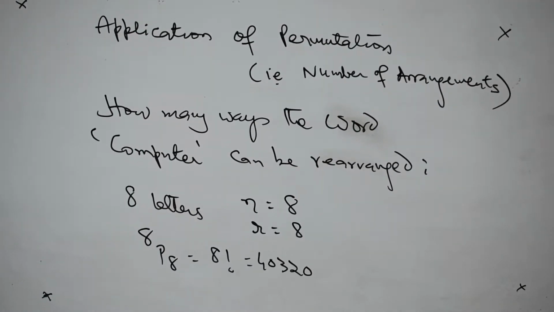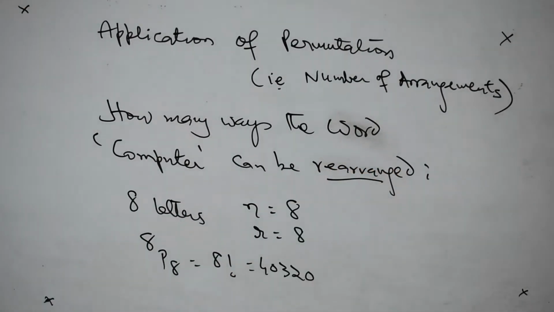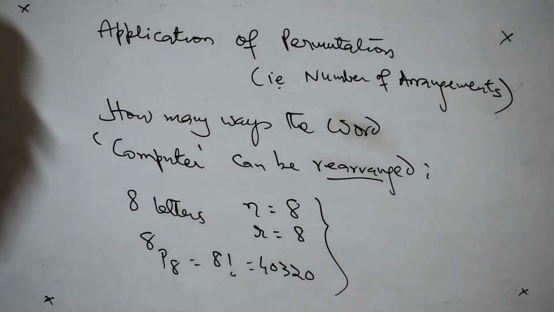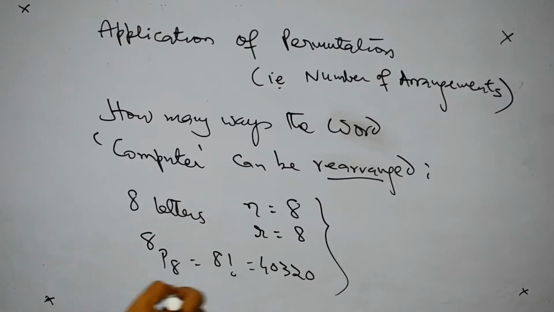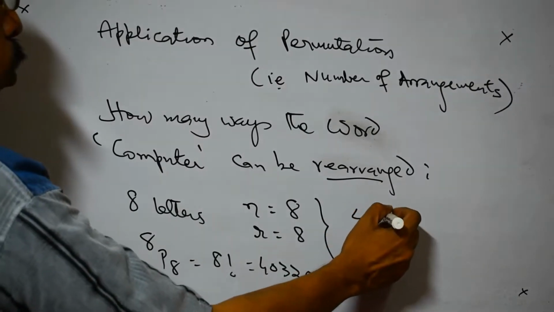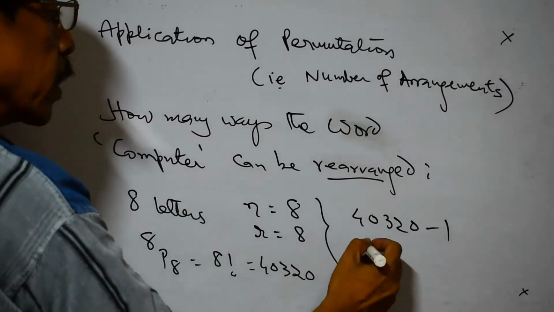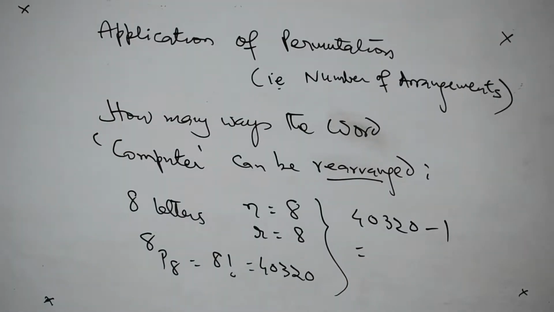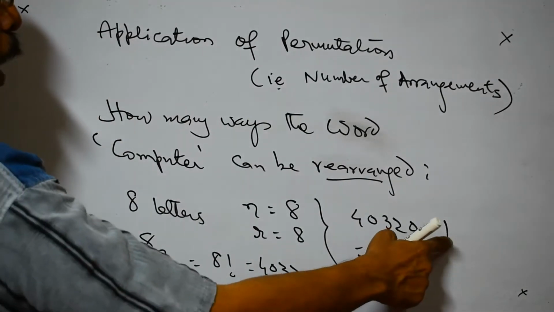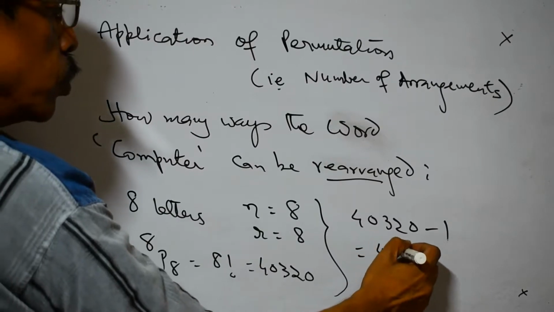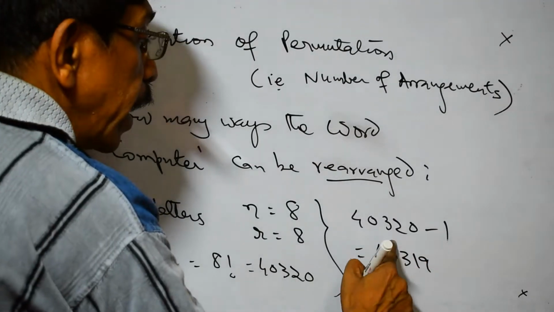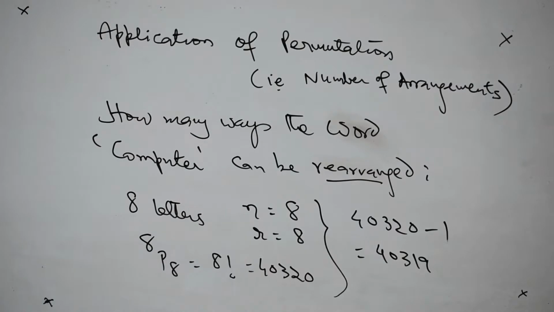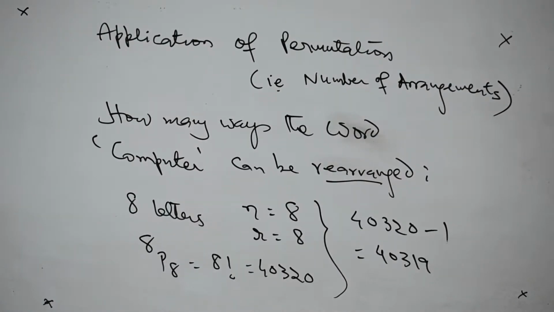But we are not asking how many ways it is arranged, we are asking how many ways it is rearranged. The meaning of rearrangement is, except the word computer, how many more arrangements are possible. That means we have to subtract 1 from 40320, that is 40319 rearrangements. So the number of rearrangements is 40319 and the number of arrangements is 40320.